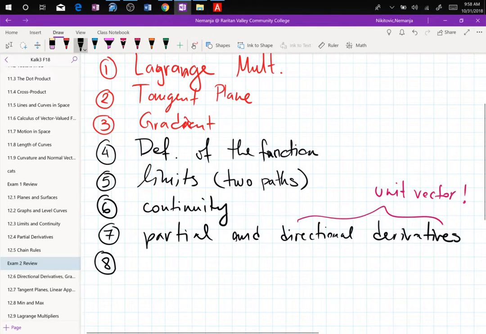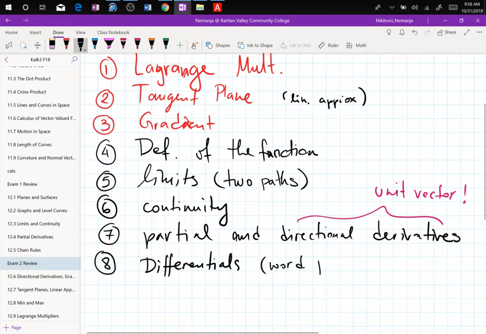So linear approximation is understood under tangent plane. I can just put it here, linear approximation as well, together with the tangent plane. We have differentials. Tempted to say word problem over here. So we have the word problem for Lagrange. We have the word problem for this.